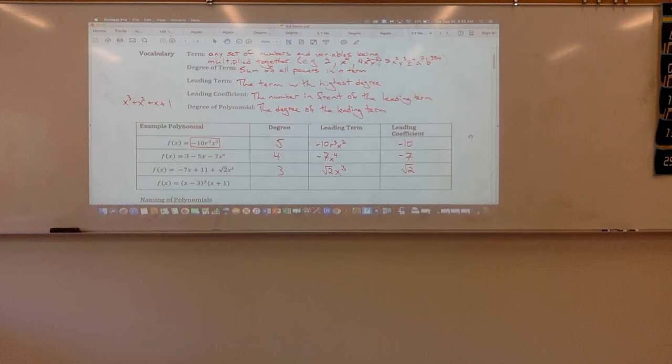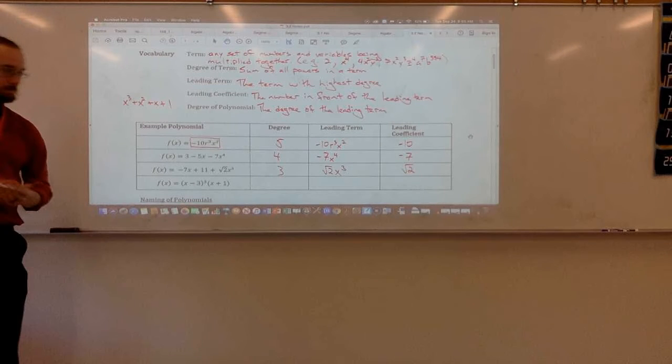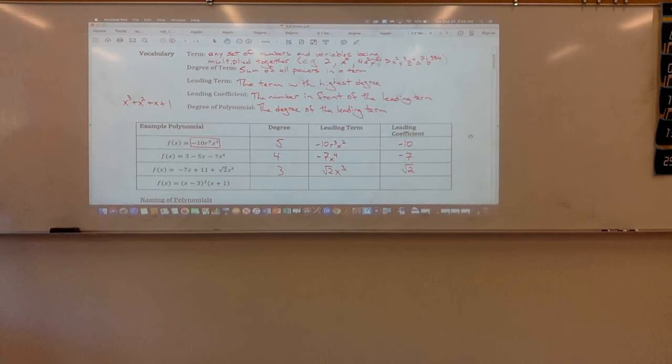Okay, so our last one looks a little bit different. This one is in a factored form. We got x minus 3 cubed times x plus 1. Do I have to multiply this all out to figure out the degree? Hopefully not. So the degree is 3? No.